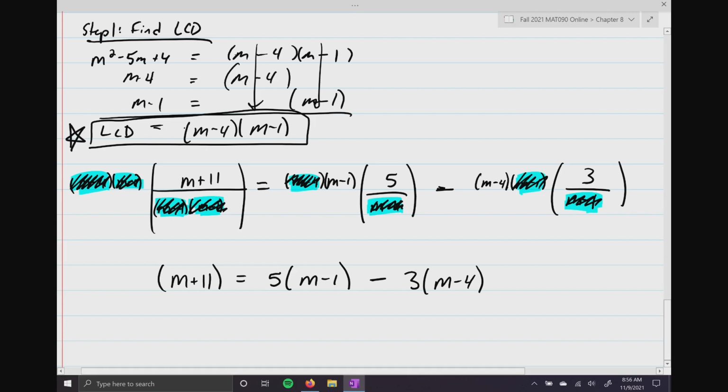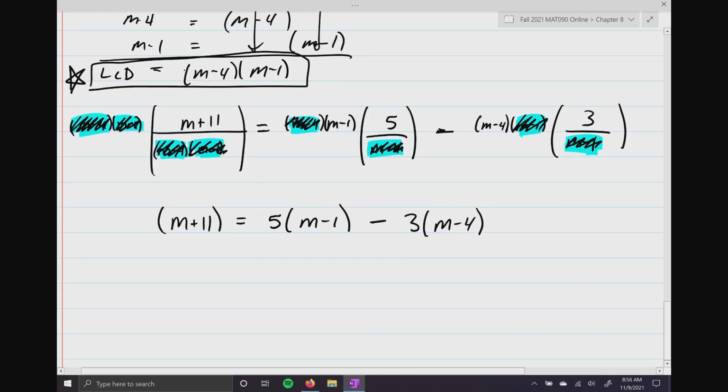Okay? So from here, we're going to clean things up. On the left-hand side, m + 11. That stays the same. On the right-hand side, I'm going to distribute the 5. So I get 5m − 5, and then distribute the negative 3. Minus 3m plus 12. Now, if I just take a second and I look at all my variables, so an m, an m, and an m, notice that they're all raised to the first power. So this is a linear equation, and I know how to solve a linear equation.